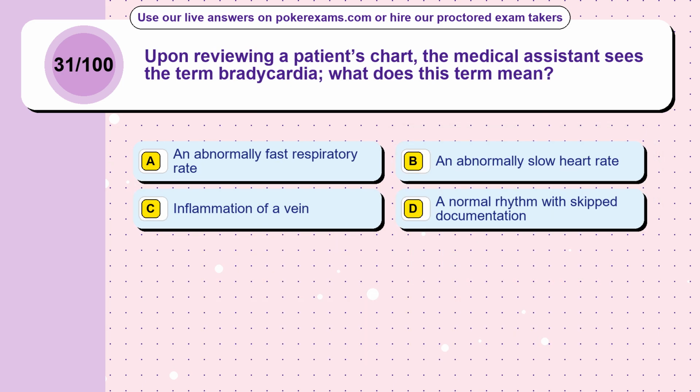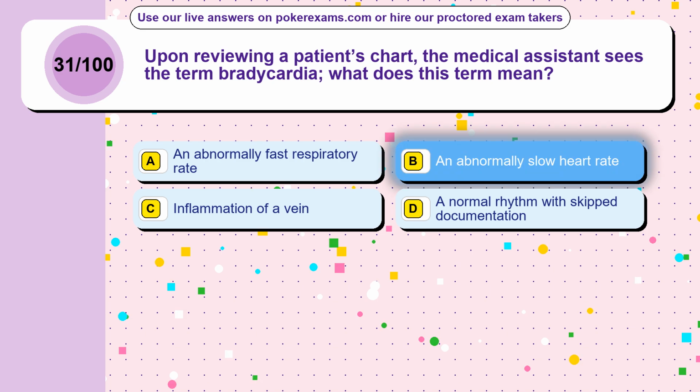Question 31. Upon reviewing a patient's chart, the medical assistant sees the term bradycardia. What does this term mean? Option A. An abnormally fast respiratory rate. Option B. An abnormally slow heart rate. Option C. Inflammation of a vein. Option D. A normal rhythm with skipped documentation.